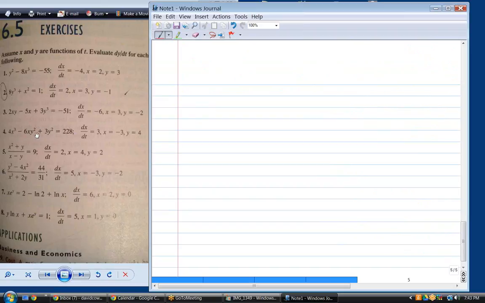4 is no harder than 3. In other words, we're going to have to apply the product rule right here. Yep, just like we had to apply it there. So let's do 5.